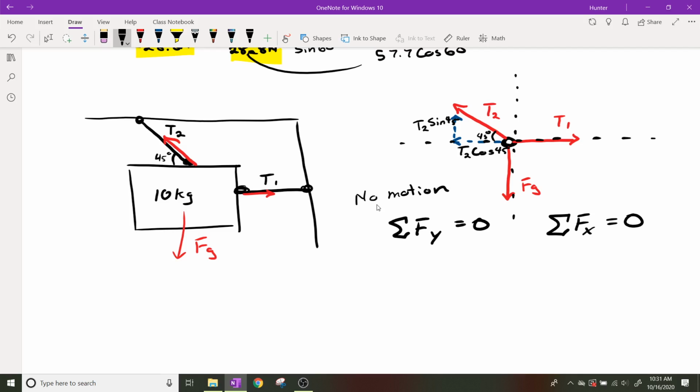It's like whenever I asked you guys, is it moving? No. Is it accelerating? No. So if it's not moving and it's not accelerating, the sum of the forces is equal to 0 in both the x and the y direction. So all we have to do is plug in those forces and sum them up.